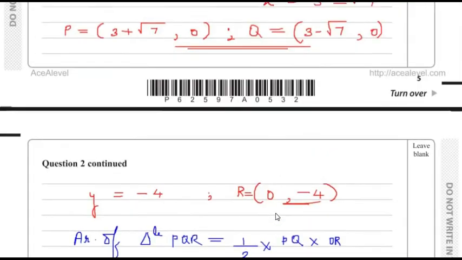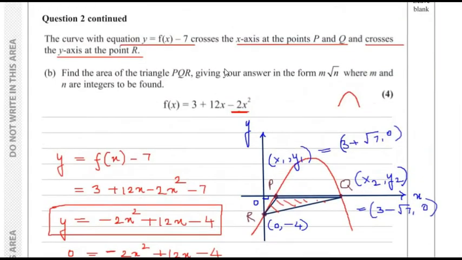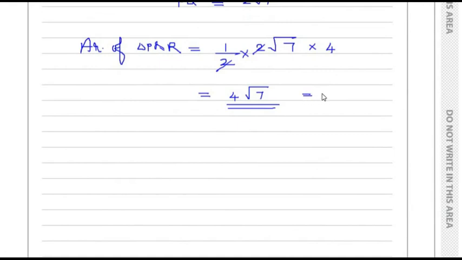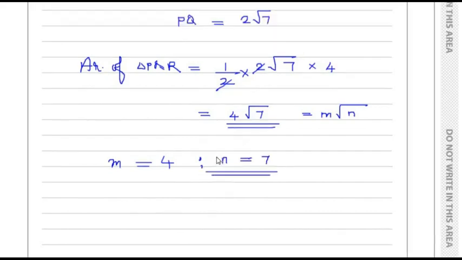Now the question asked for the answer in the form m root n, where m and n are integers to be found. Comparing it with the answer we got, this is m root n. So by comparison, m is equal to 4 and n is equal to 7. This is how we solve part B of the question.